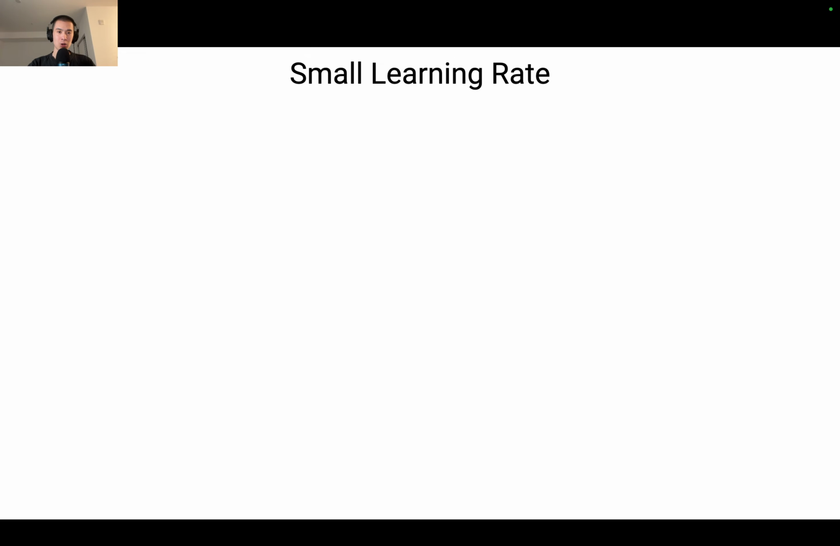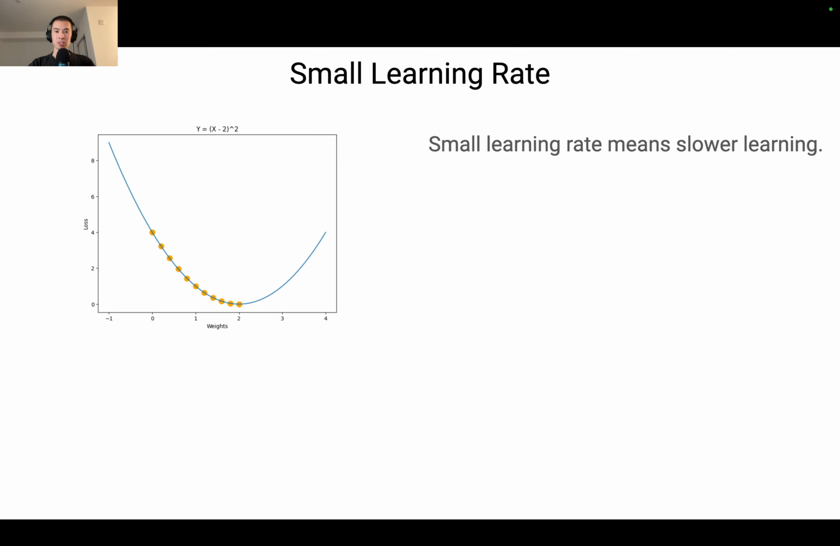What happens with a small learning rate, or if the learning rate is too small? Small learning rate means slower learning. So instead of two weight update operations or one weight update operation, since we have a small learning rate here, we have to do 10 weight update operations. Not very good.